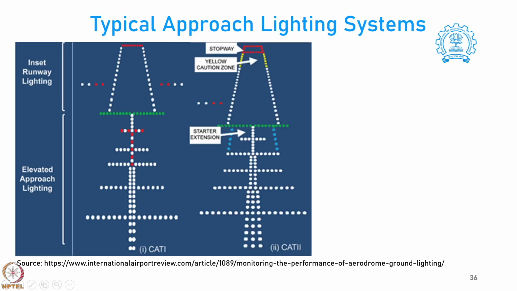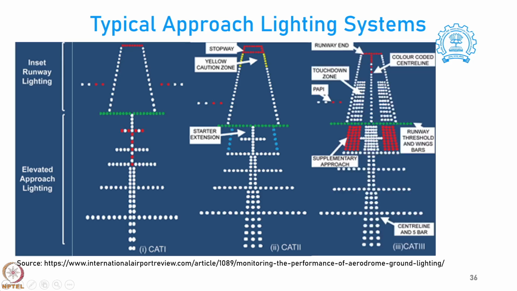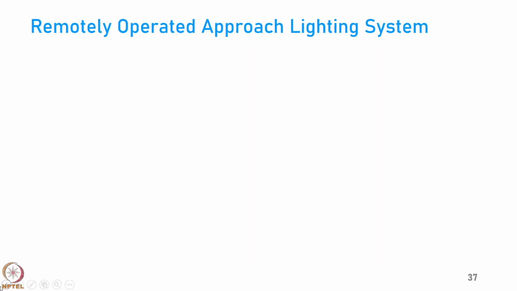This is another example. You can see that the stopway is marked with red colored light. There is a caution zone of yellow color which tells the pilot that you are nearing the runway end, and there are some other marks, and at some places there are supplementary approach lights also. So, all these give a visual indication of the runway to the pilot.